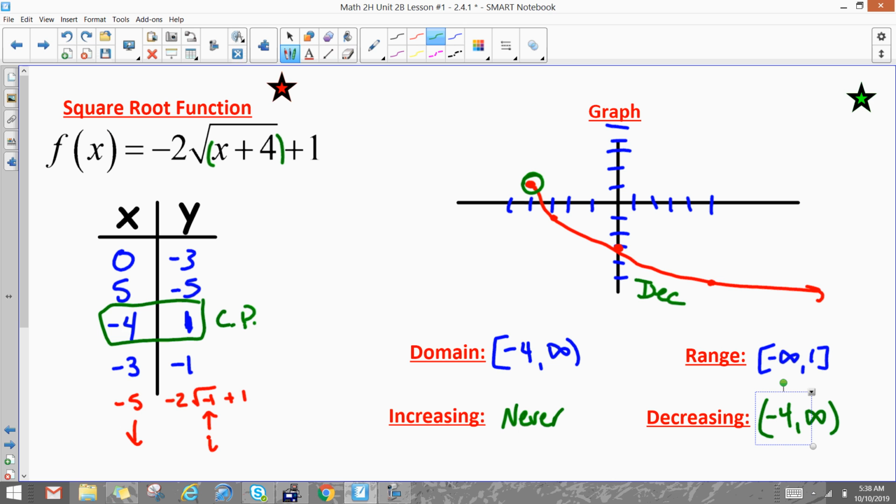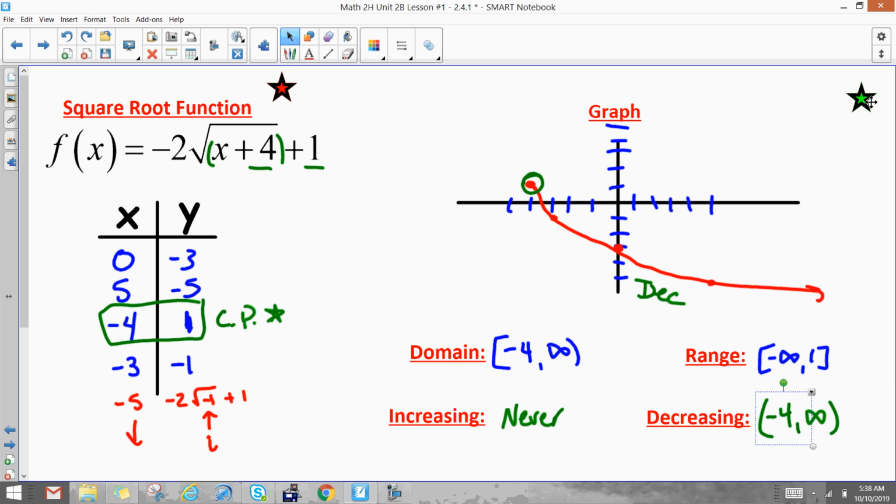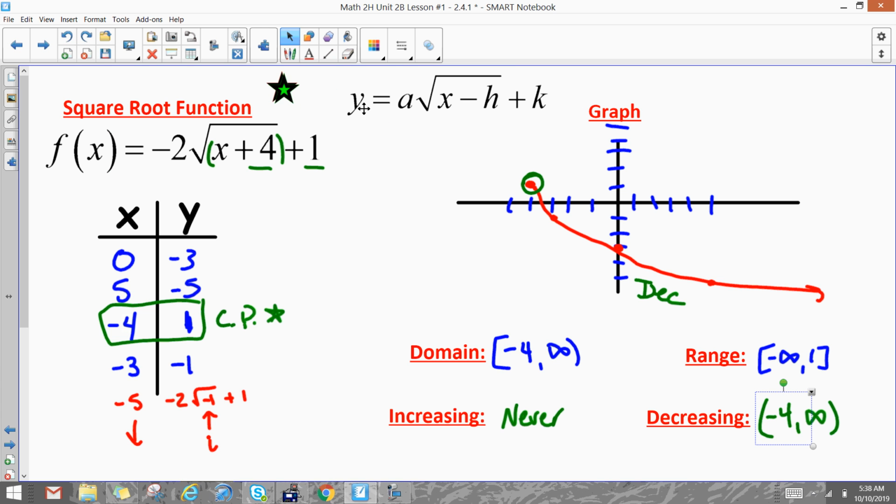So I want to come back to this critical point. Negative 4, 1. Where could we just look at that and see? Is there a way that we could tell what the critical point is without having to do all of this guess and check work? And we have this 4 and this 1 here. Now, if you think about what we've done previously with quadratics, this should look very familiar. This should look very similar to our vertex form.